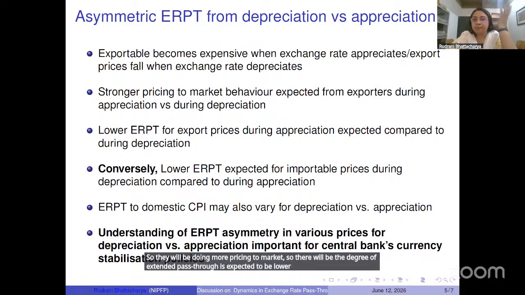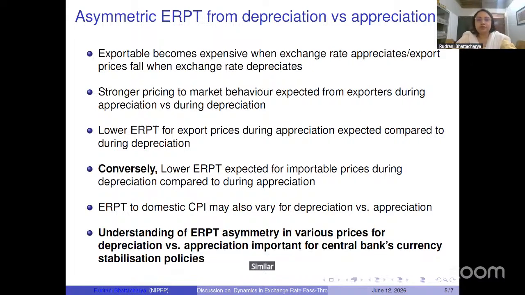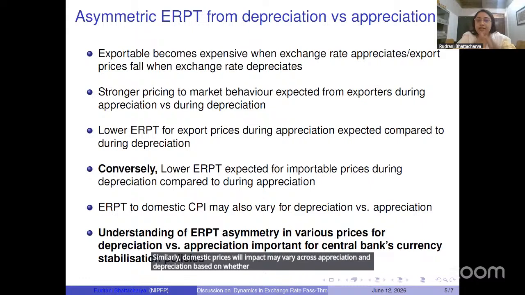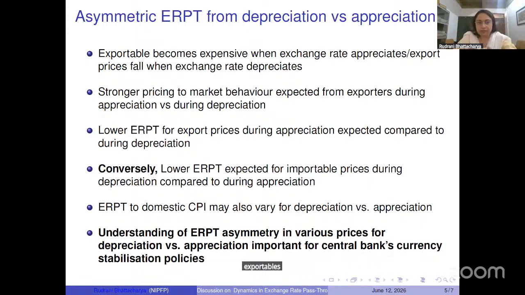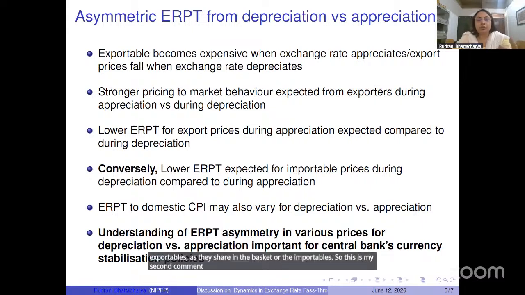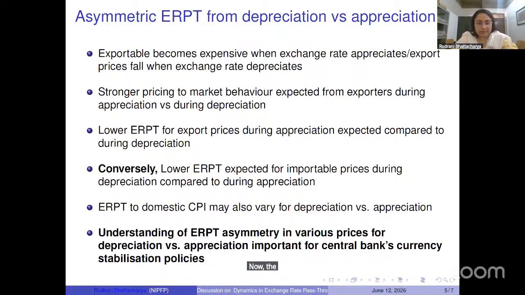The opposite thing will happen for the input prices. Similarly, for domestic prices, the impact may vary across appreciation and depreciation, based on whether exportables or importables have a higher share in the basket. So this is my second comment. Now the third comment, next please.